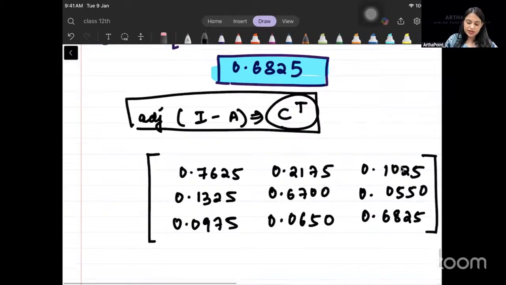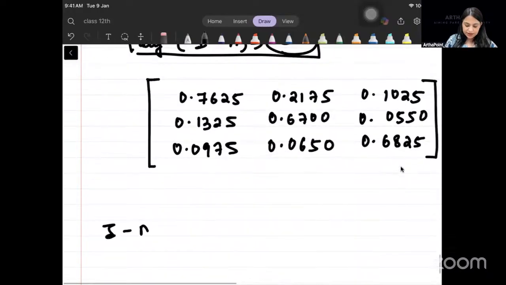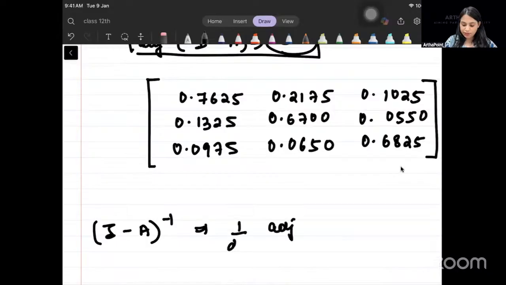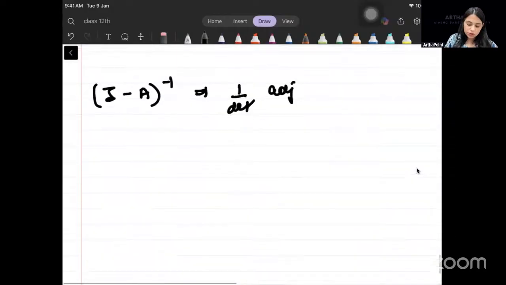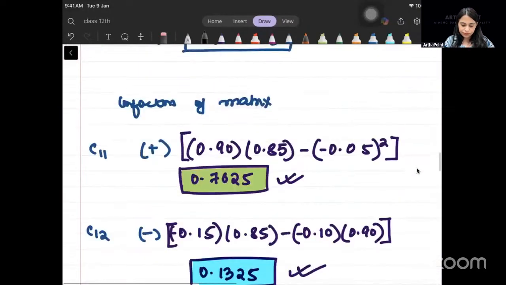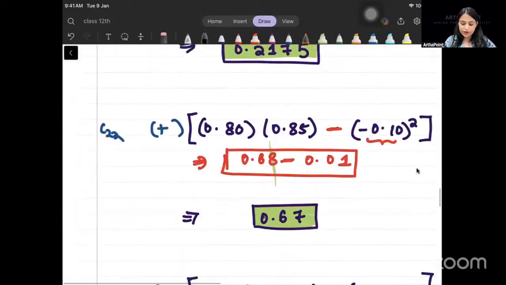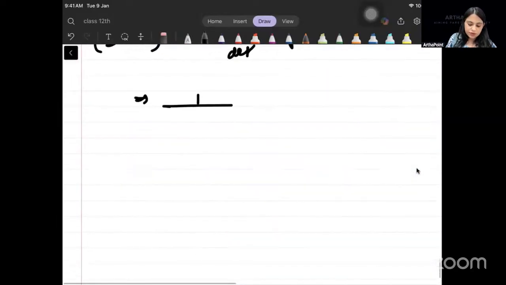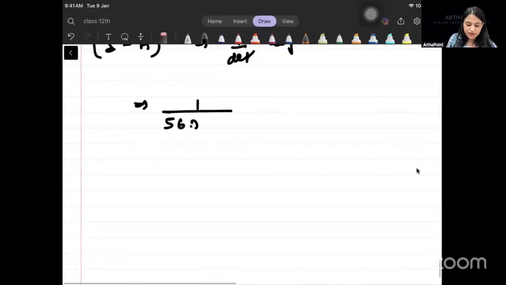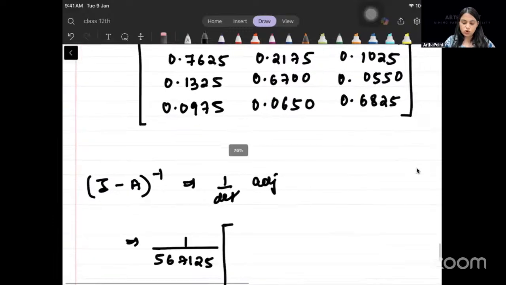अब अगर मुझे इसका इनवर्स निकालना है, I minus A का इनवर्स, so it will be this adjoint into 1 by determinant, right? So determinant we had found out. So determinant was 1 by 567125. 567125 into this matrix, जो भी हमने यहाँ लिखा है.